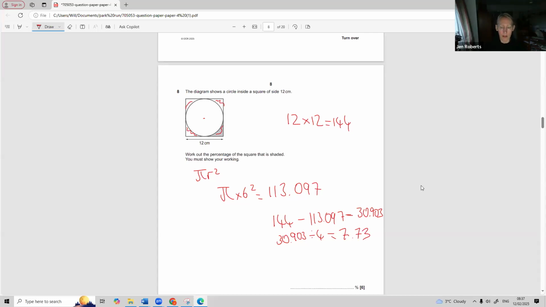We want the percentage of the square that's shaded. So think about what fraction of the square is shaded first. Well, it's 7.73 out of a total of 144. And then convert that into a percentage. So we'll just do that as a straight division to get it as a decimal first, which gives you 0.0537. Times it by 100 to get it as a percentage, 5.37%. On the mark scheme here, it says anything from 5.36 to 5.4. You might have rounded it slightly different to me.